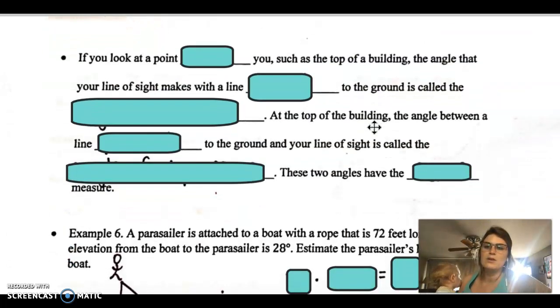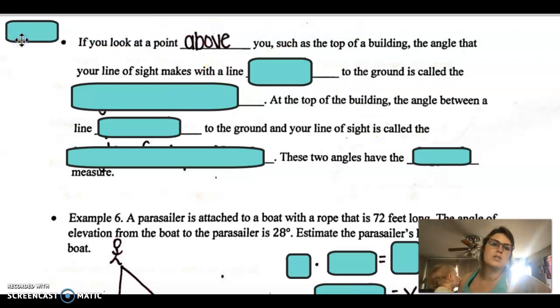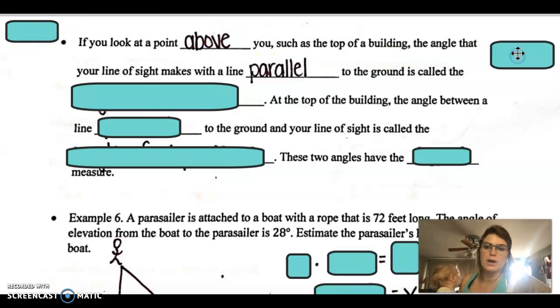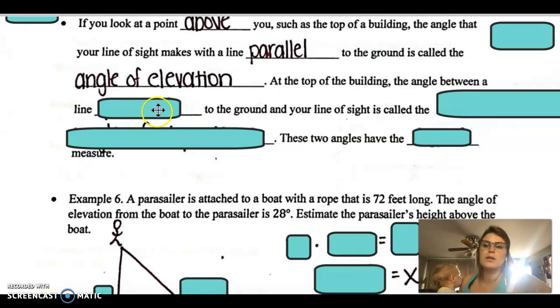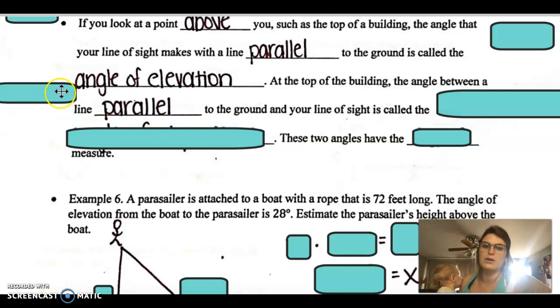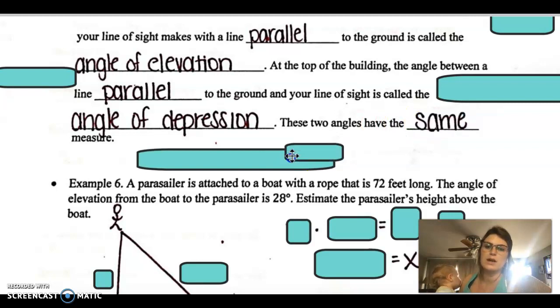Okay, so down here, this is the last thing that I looked at on the very first video I posted. So it says, if you look at a point above you, such as the top of a building, the angle your line of sight makes with a line parallel to the ground is called the angle of elevation. And then at the top of the building, the angle between the line parallel to the ground and your line of sight is called the angle of depression. These two angles have the same measure.